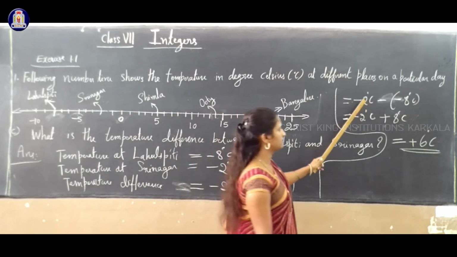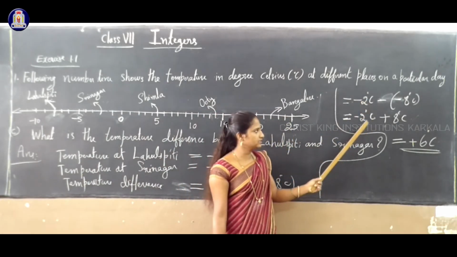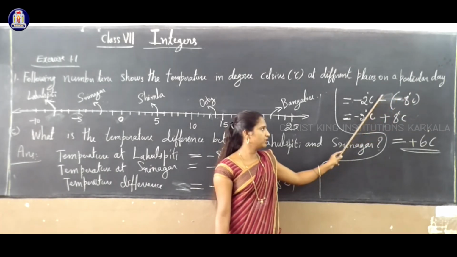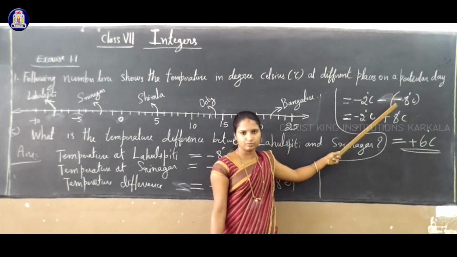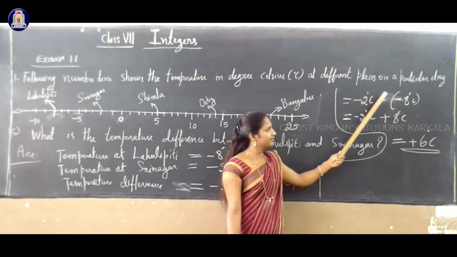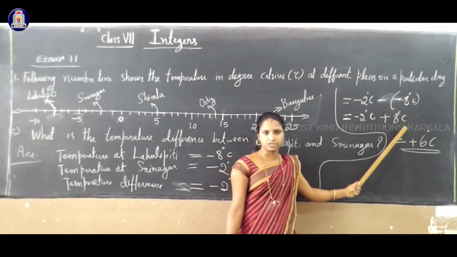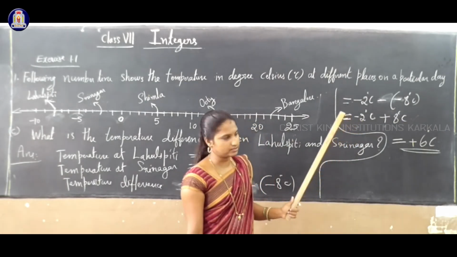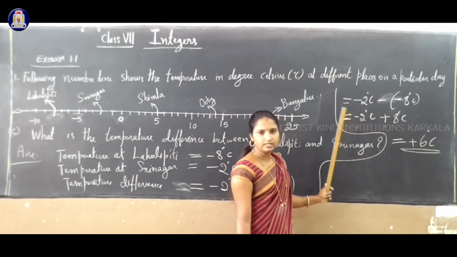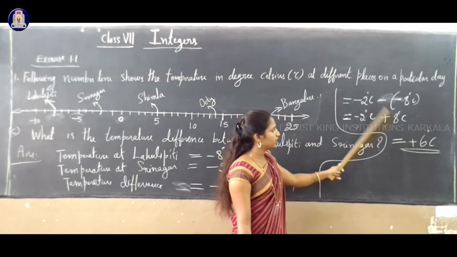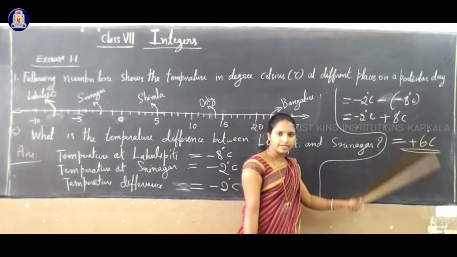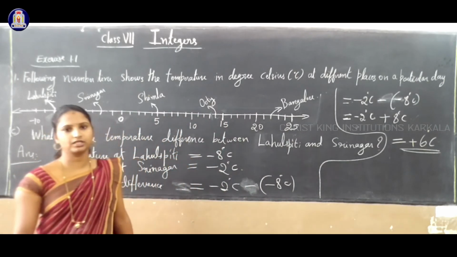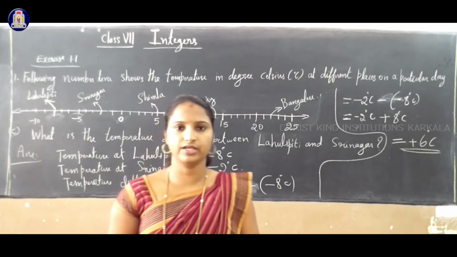If you subtract here, write -2 degree Celsius as it is. Next you have to remove this bracket, right? So minus into minus is plus; multiply the sign to remove this bracket. Minus into minus is plus 8 degree Celsius. Correct? Now see the sign: plus 8 degree Celsius, -2 degree Celsius. The signs are different, and different signs mean subtraction. So 8 degree Celsius minus 2 degree, you get plus 6 degree Celsius. That is the difference between Lahaul Spiti and Srinagar. Clear? Thank you.